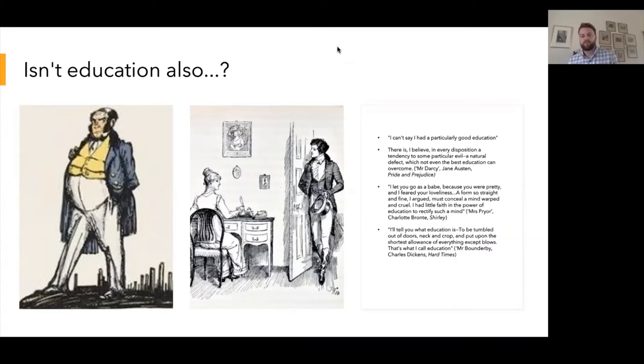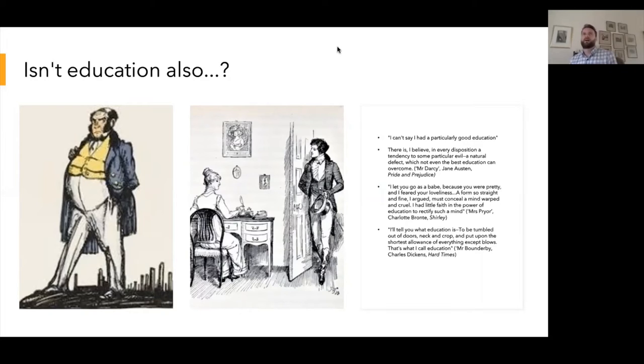"There is, I believe, in every disposition a tendency to some particular evil, a natural defect which not even the best education can overcome." It's from Jane Austen's Pride and Prejudice. "I let you go as a babe because you were pretty and I feared your loveliness. A form so straight and fine, I argued, must conceal a mind warped and cruel. I had little faith in the power of education to rectify such a mind."